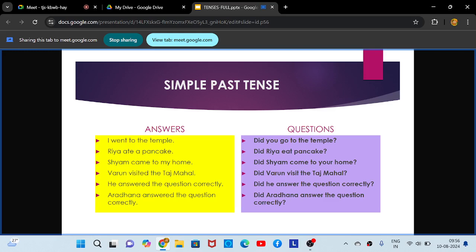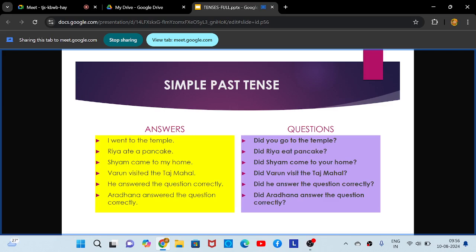So when you are writing the answer, go will become went. Present tense will become past tense. Did you go? We don't ask did you went. Did is already a past word, so we don't again use the past tense went. It is did you go? Did you go to the temple? Yes, I went to the temple.